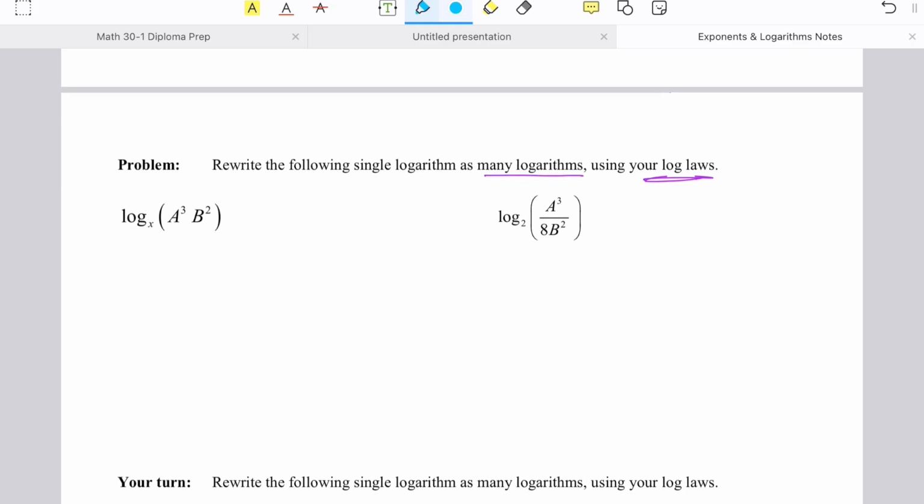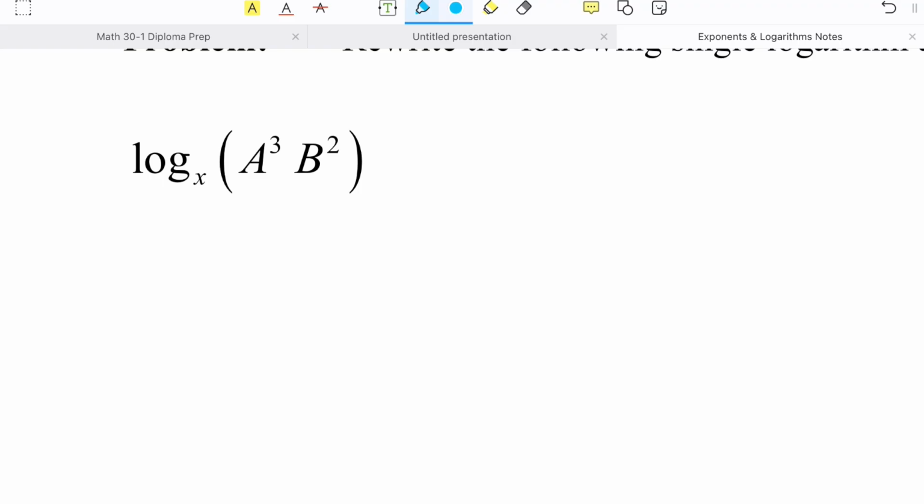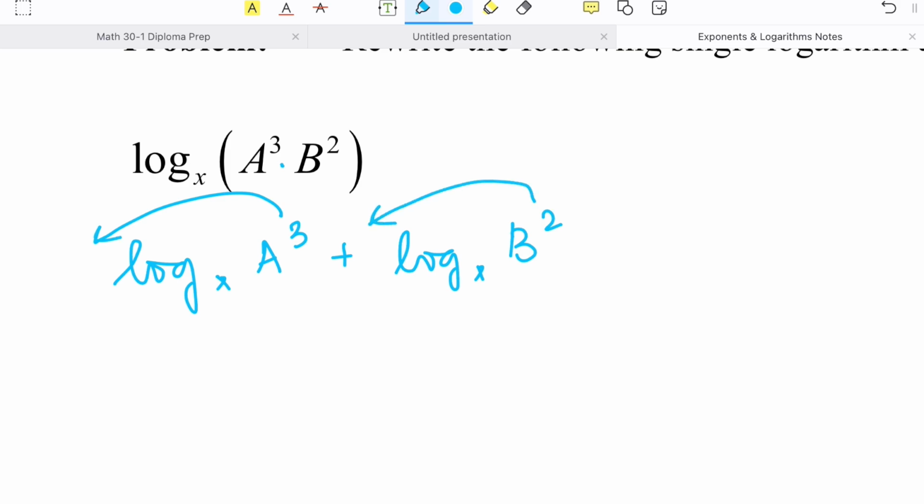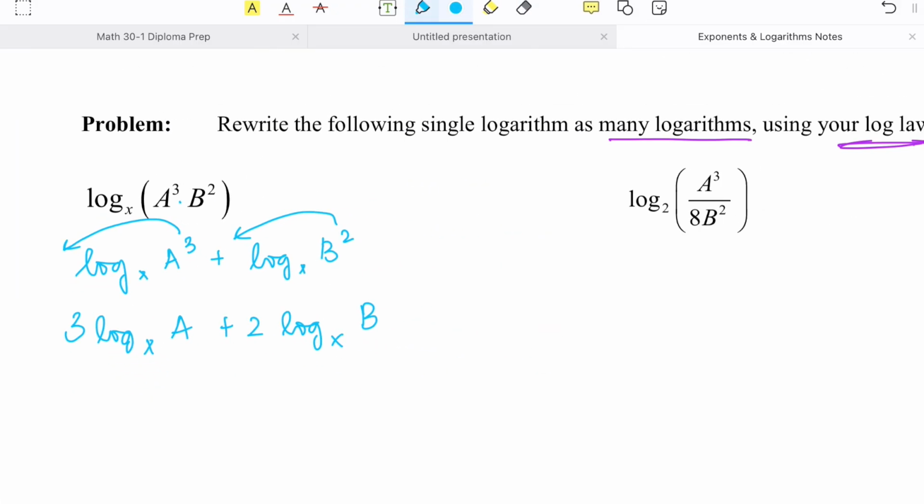Okay, let's rewrite this as a single logarithm, or as many logarithms as possible. So let's do log x. This is being multiplied, so I know I can use the adding property over here. Log x a to the power of 3 times b to the power of 2, bump it, it'll be 3 log x a plus 2 log x b, and that's my answer. Try the next question, pause the video.